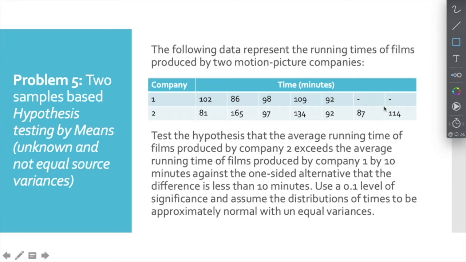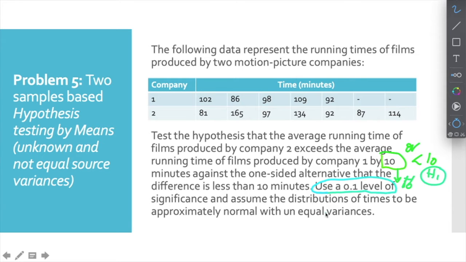Now we have to test the hypothesis of whether the running time of the second company exceeds that of the first company by 10 minutes. Below 10, we call it the null hypothesis. If it is more than 10, we call it the alternate hypothesis. Company 2 is taking more time in running the film, so we have to perform one-sided hypothesis testing for a given level of significance.